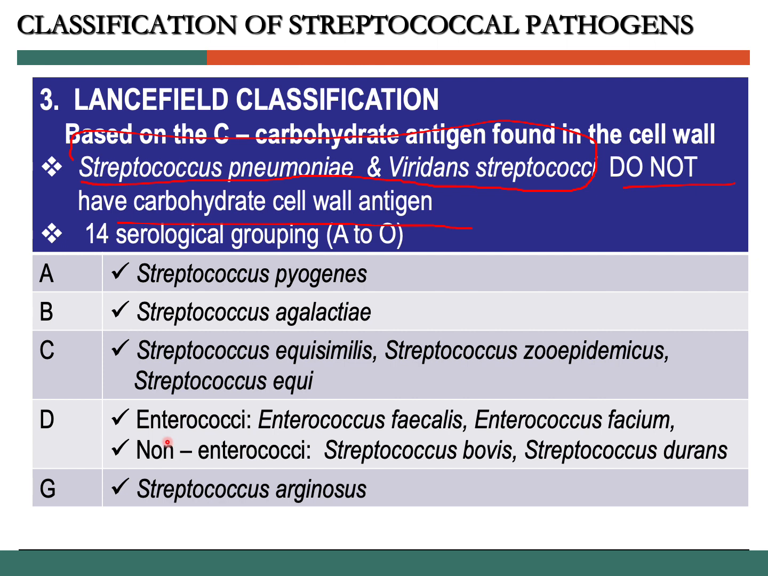You also have Group D, which is further classified into two: Group D Enterococci and Group D non-Enterococci. Group D Enterococci include Enterococcus fecalis and Enterococcus faecium. The non-Enterococci are Streptococcus bovis and Streptococcus durans. You also have Group G, Streptococcus anginosus.